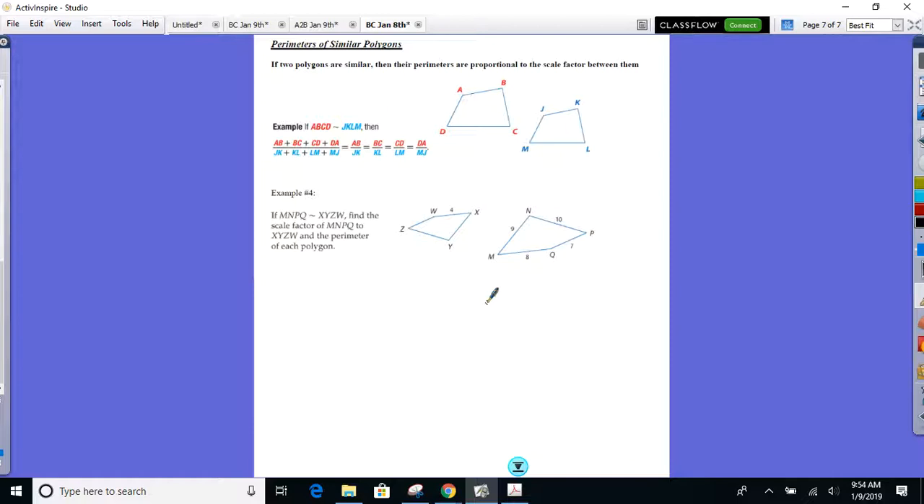You mean the statement? Yeah. Hey, remember, it's in an order for a specific reason. So everyone take a look. Everyone see where WX is? What letters are in place in the first one? MQ. How long is MQ? 8. All right, so the scale factor.